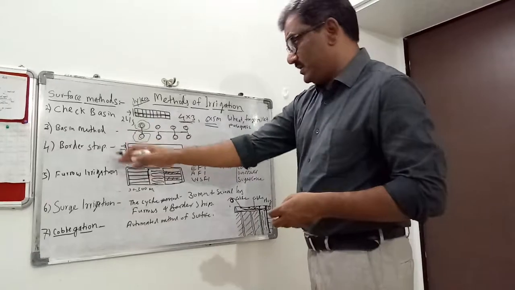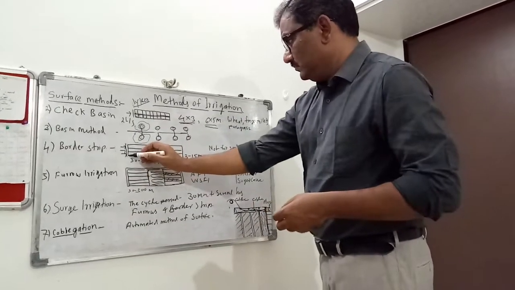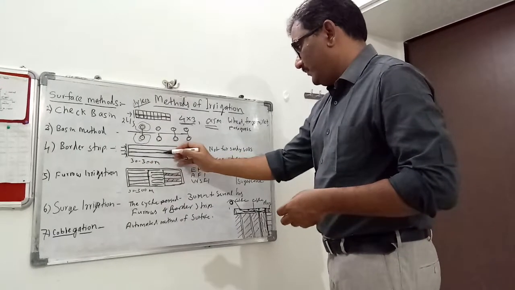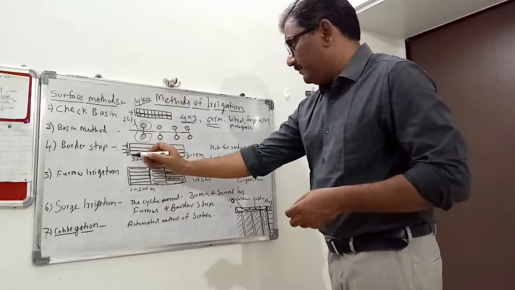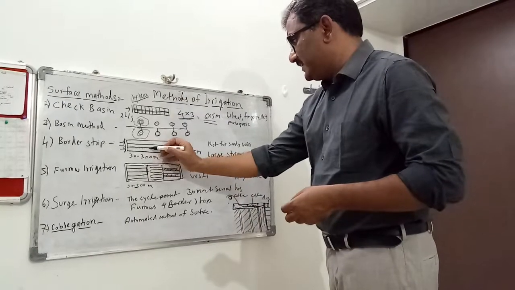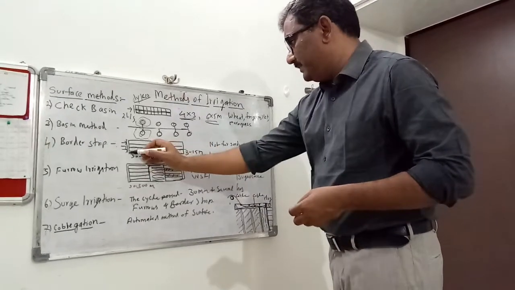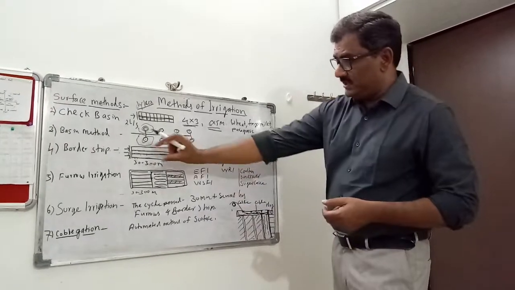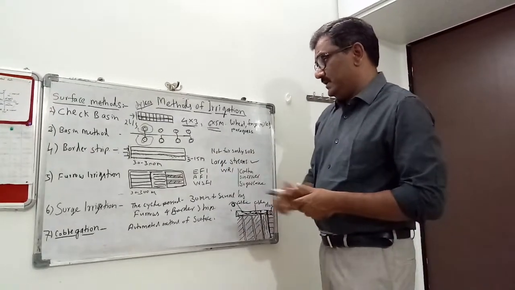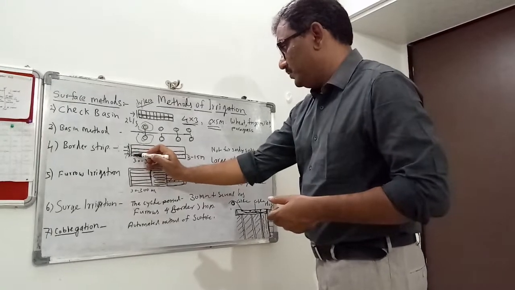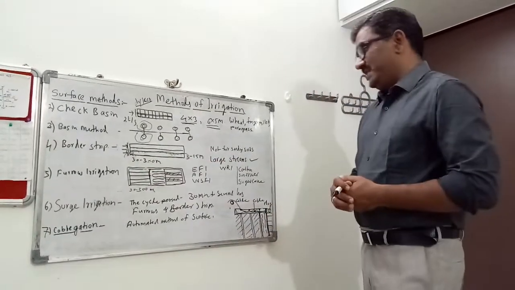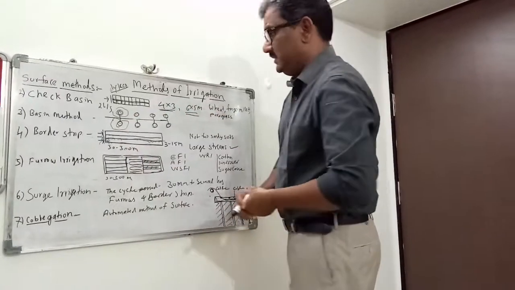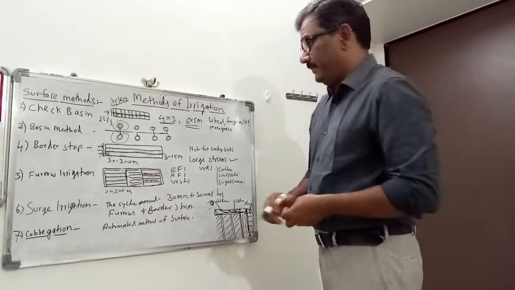The fourth one is the border strip method, where one strip of the field is prepared by confining it by bunds. These are the bunds along the slope. These strips are formed and water is applied to these strips. These border strips are confined by the borders, so we call it a border strip.